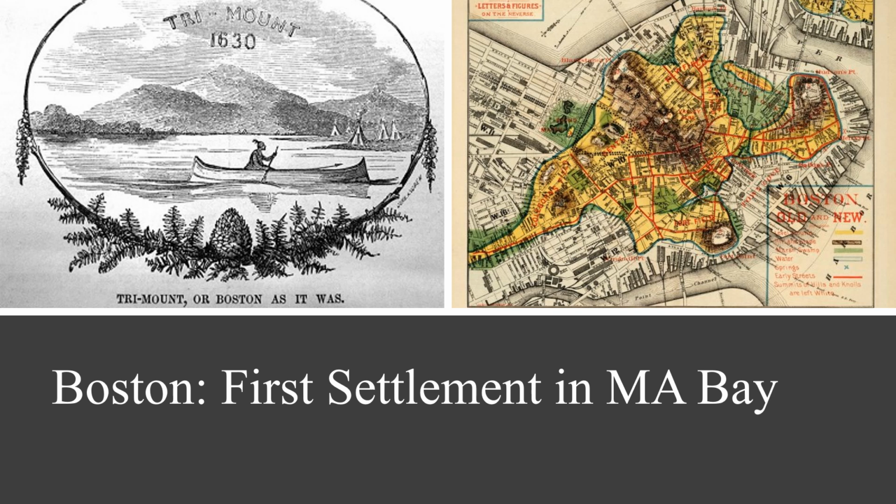The Massachusetts Bay Colony grew quickly, even more quickly than Plymouth. During the Great Migration of the 1630s, Massachusetts Bay saw over 20,000 Puritans flee persecution in the British Isles to settle in the colony.